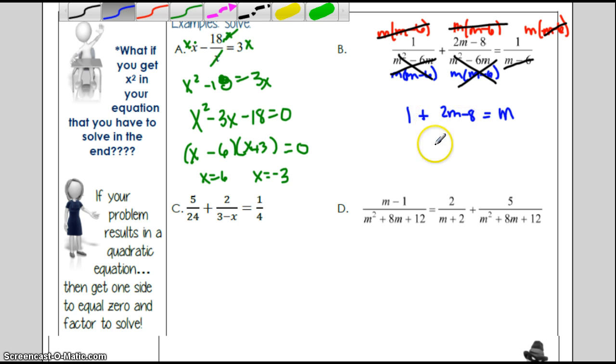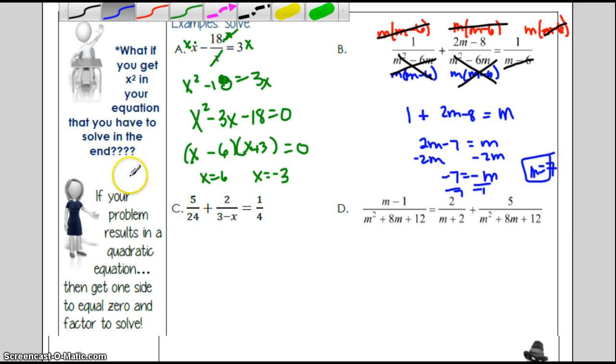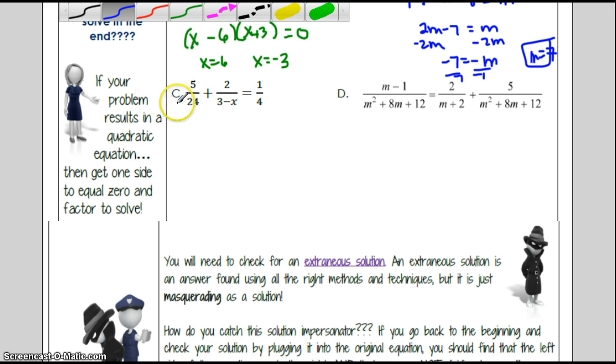So now combine like terms on the left, and then finish solving. You could subtract the 2m here. So negative 7 equals negative m, divide by negative 1. So m equals 7. And then you could always plug it back in to check. So what I want you to do is the next one. Actually, let's do C, and then I'll have you do D on your own.